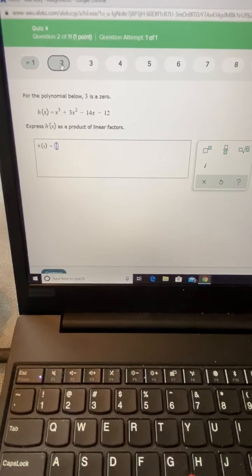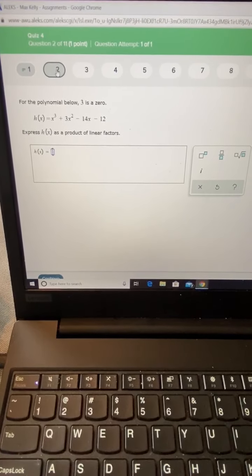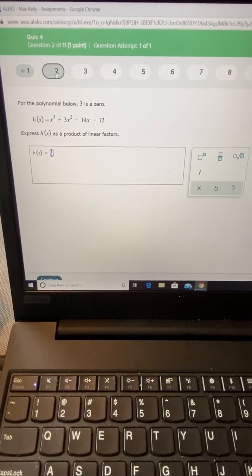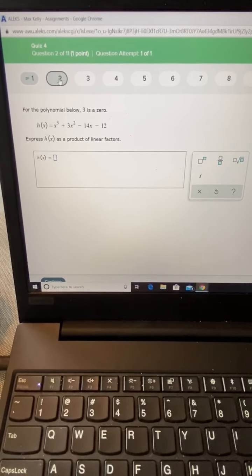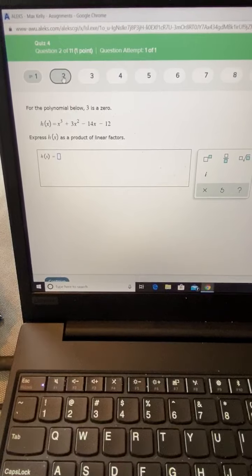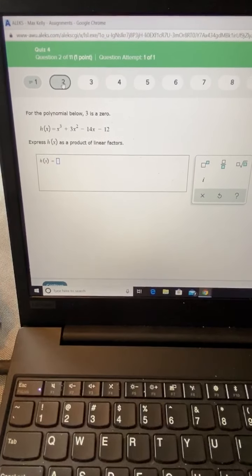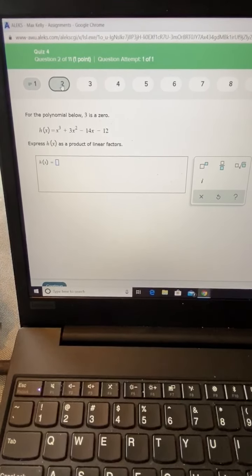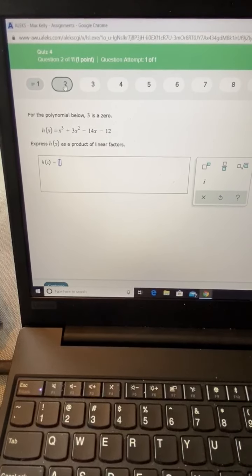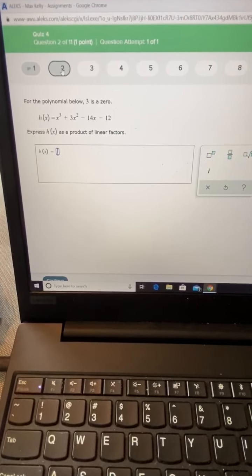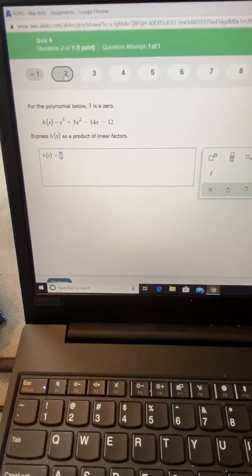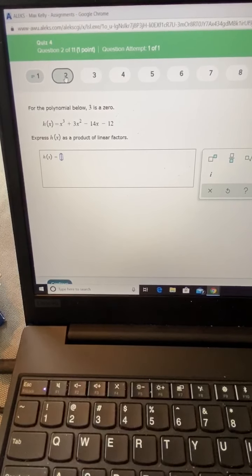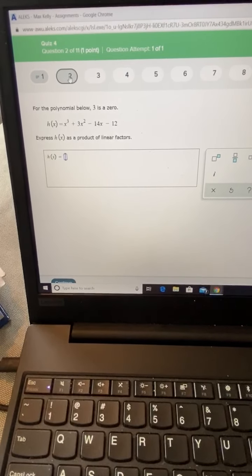This next problem, they give us this polynomial h of x equals x cubed plus 3x squared minus 14x minus 12, and they tell you that 3 is a 0. And they ask you to express h of x as a product of linear factors. So all this means, product of linear factors, is they want you to write this basically in intercept form, okay?